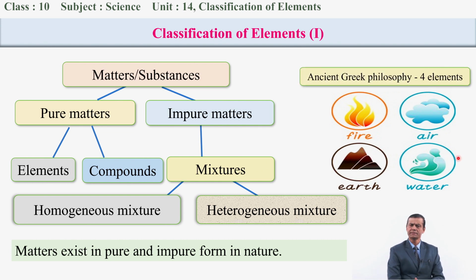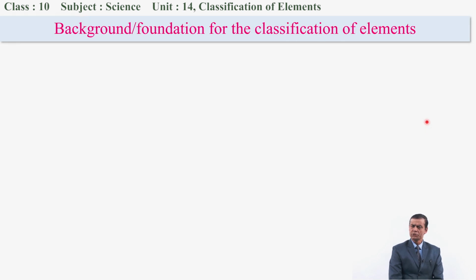Do you know, in ancient Greek philosophy, elements were of four types. They are fire, air, earth and water. But in modern classification, elements are classified into different categories like solid, liquid, gas, metals, non-metals, metalloids, reactive elements, less reactive elements, isn't it? So before discussing formally how elements are classified, we have to discuss the background or foundation for the classification of elements.